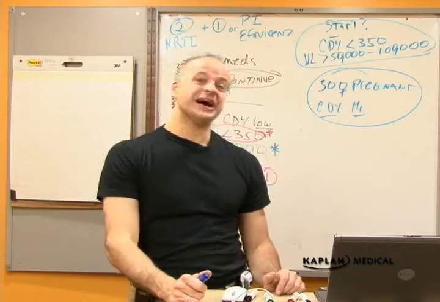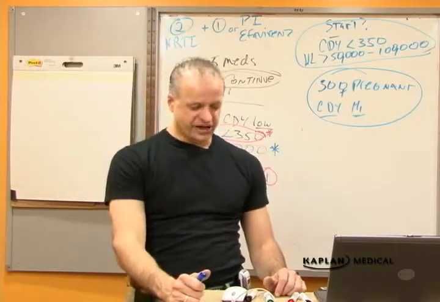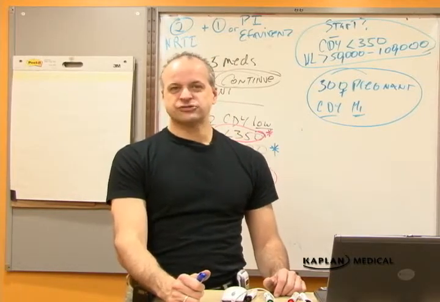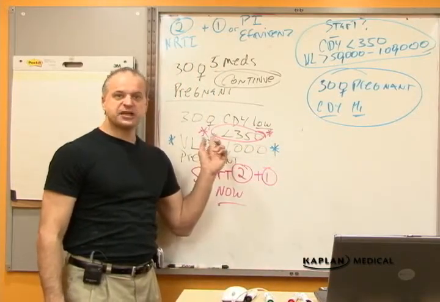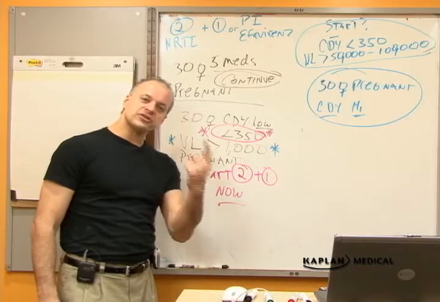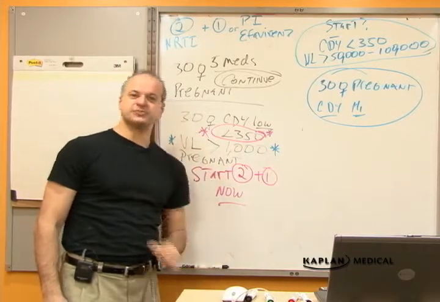What do we mean by not controlled? Viral load greater than 1,000. Viral load greater than 1,000 means cesarean section, because we know that the lower the viral load, the less the transmission.